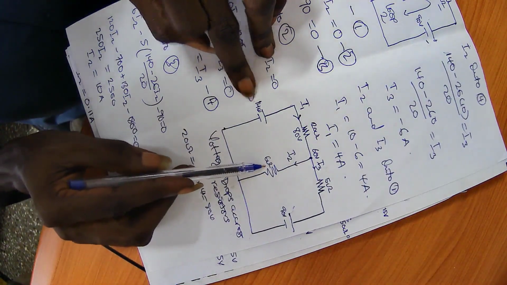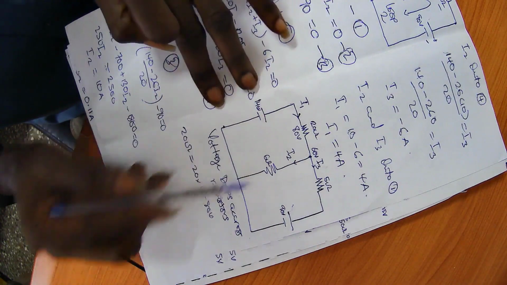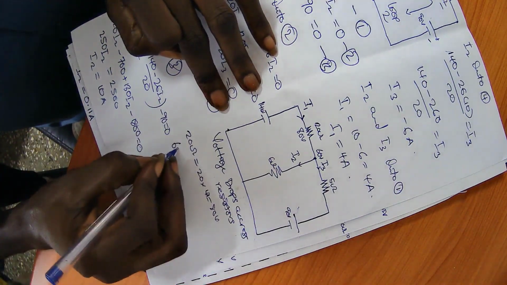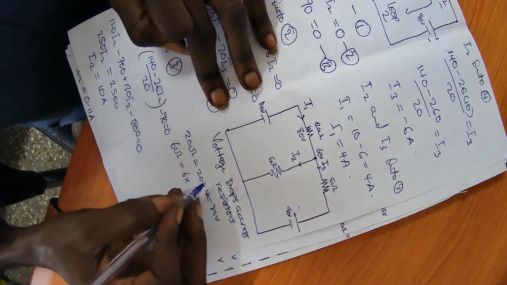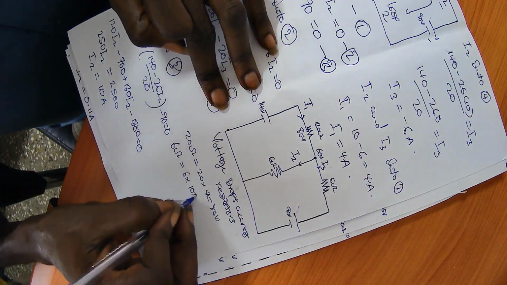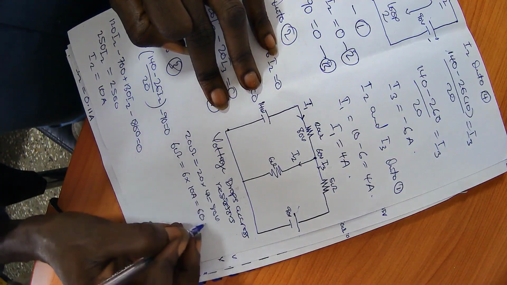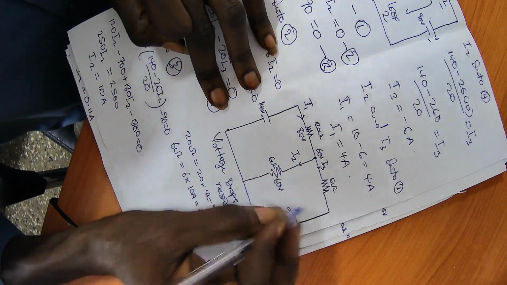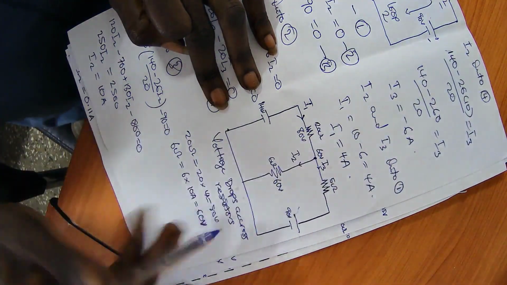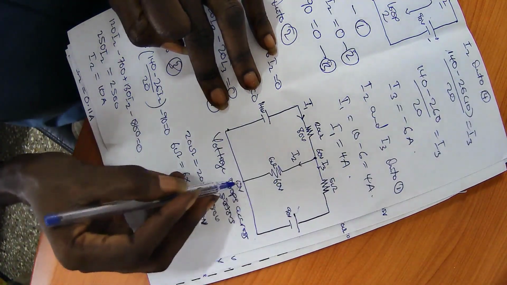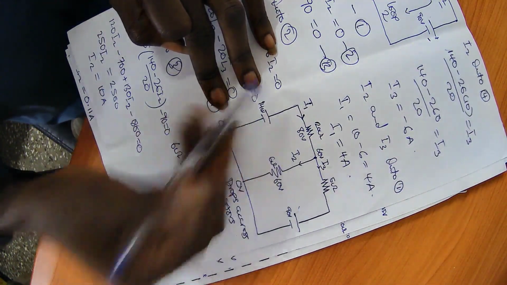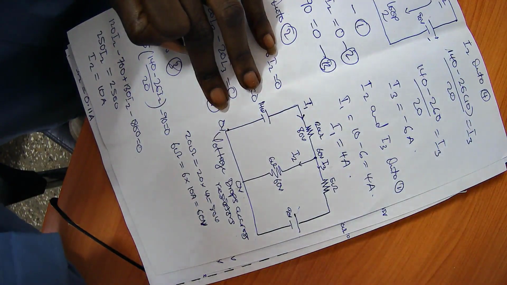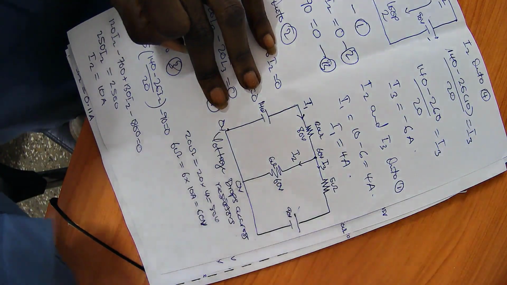What's the voltage drop in this 6 ohm resistor? The voltage drop there will be 6 times I2. I2 was 10 amps, so 6 times 10 amps is equal to 60 volts. So the voltage drop here is 60 volts. If you subtract this 60 volts from this 60 volts, here is 0 volts. Here there is no voltage drop. That means here is also 0 volts. That means it is correct for our loop 1.